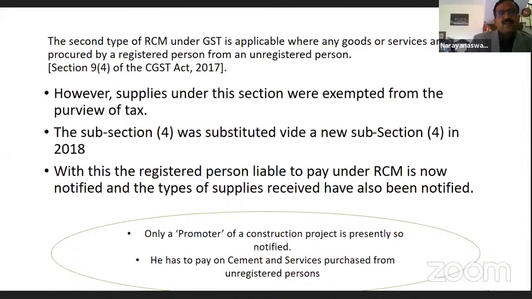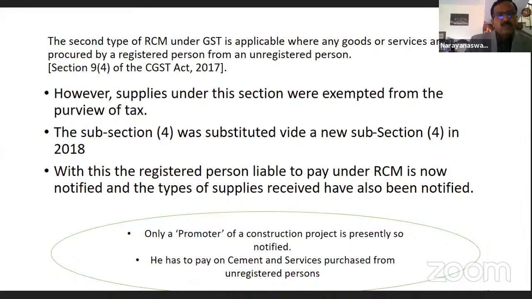So what they have done is, if I procure something from an unregistered person, I need to take that into account, pay the tax on that and take that as a credit, so that all the goods and services which are otherwise not captured by the mainstream are getting captured. But there was a lot of resistance on this particular provision. Therefore, in October 2017 itself, this provision has been suspended.